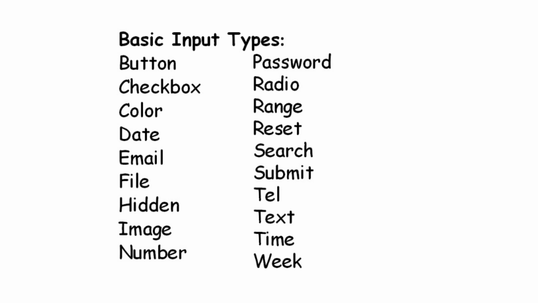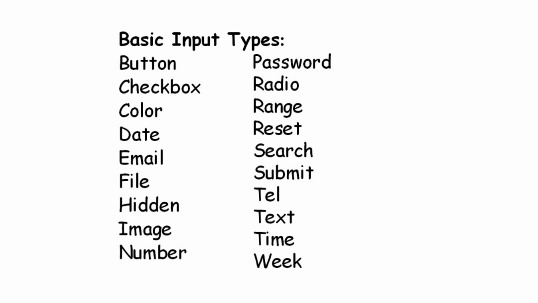Image, uses an image as a submit button. Number, it is for numeric input. Password, it hides the characters you type, showing them as dots or asterisks. Radio, it allows users to select one option from a group. Range, it creates a slider for selecting a number. Reset, it resets all the form fields back to the original values. Search, it is used for search fields.